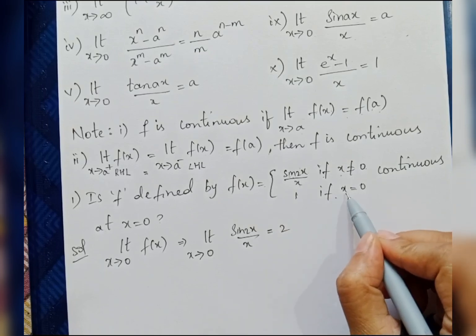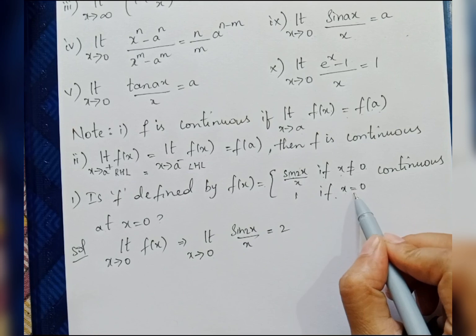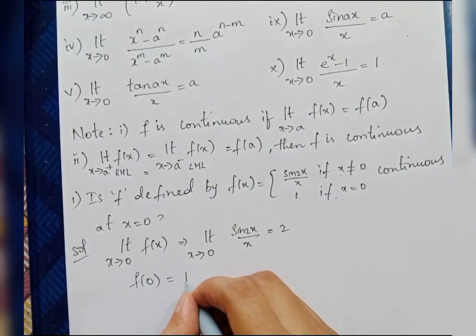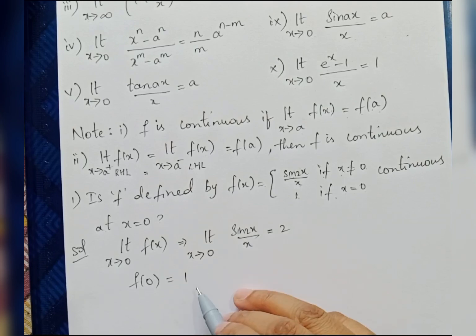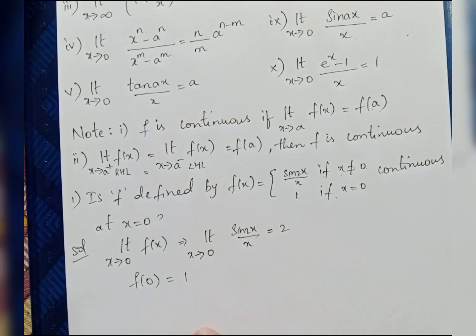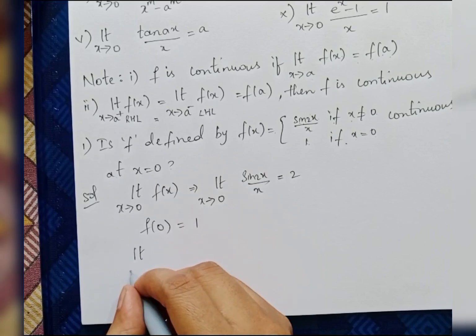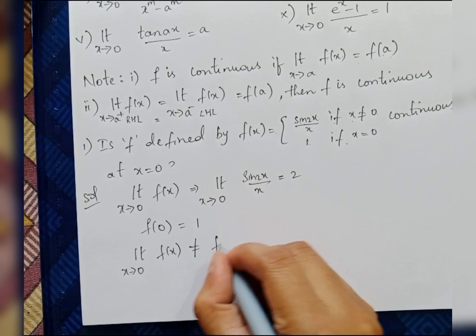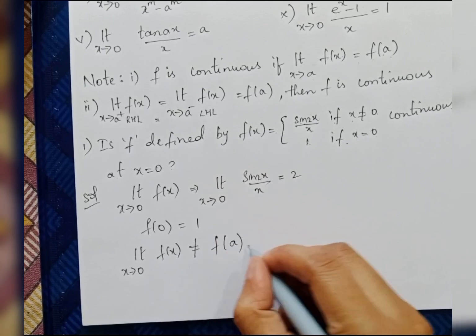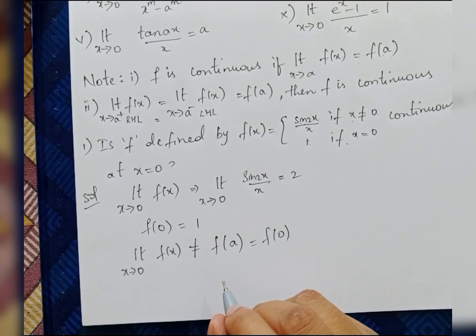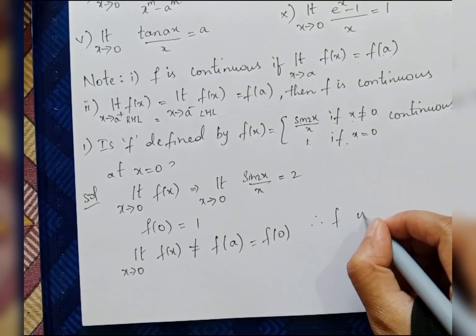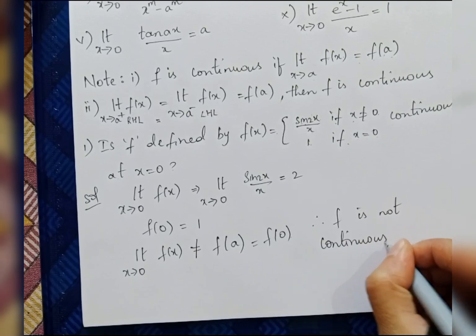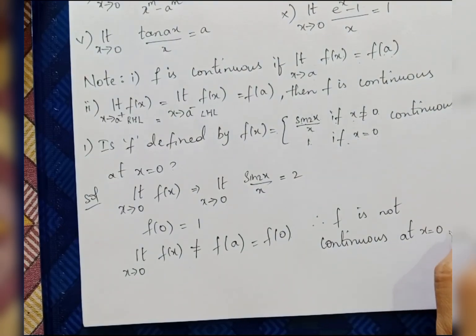Here it is given that when x is equal to 0, the function value is 1. So the given f of 0 is equal to 1. Both the conditions are not satisfied. So we can say that limit x tends to 0, f of x is not equal to f of 0. Okay, therefore f is not continuous at x equals 0.